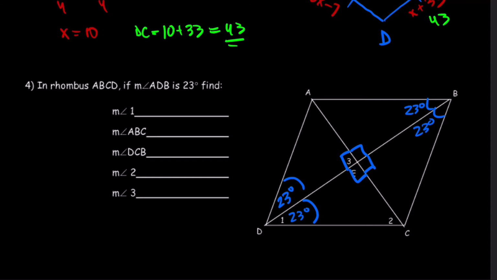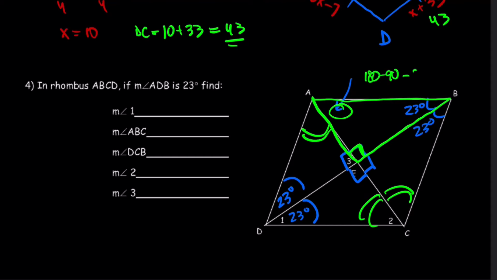And then if I need to find this angle here, remember, the nice thing about a rhombus is that it has 4 congruent right triangles. So whatever I find for this angle here, I know would go here, and here, and here. So to get that angle, I would take 180 minus 90 minus 23, and that's going to give me 67. So all these other angles are 67.